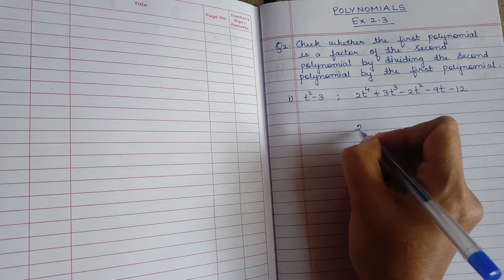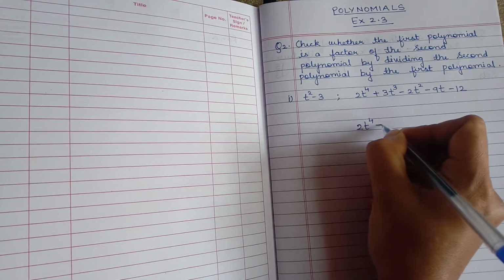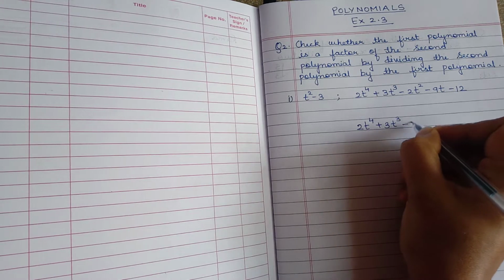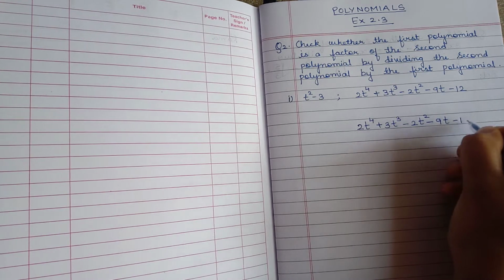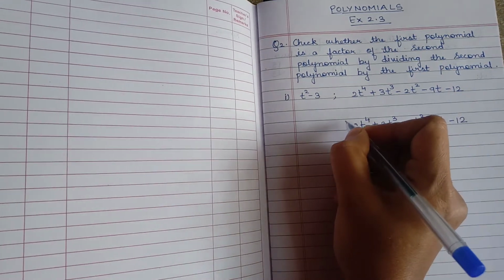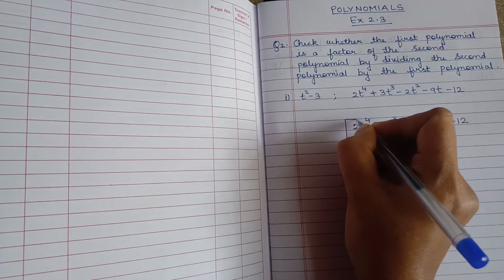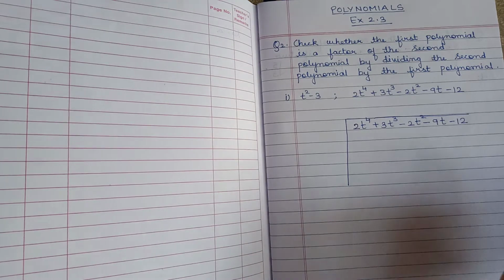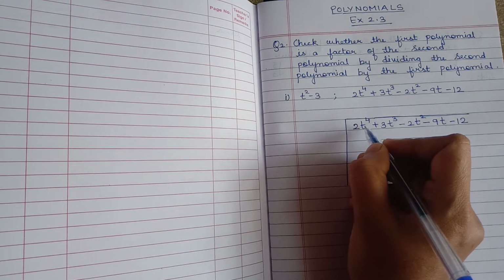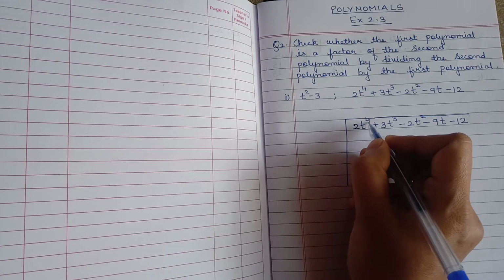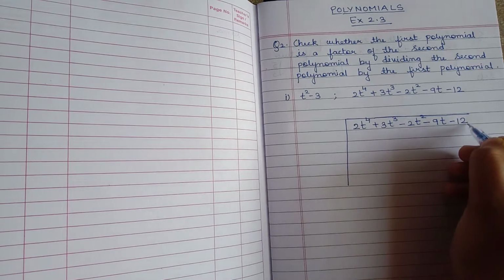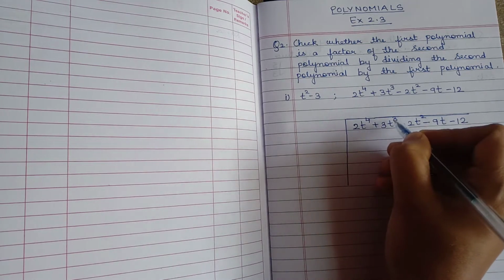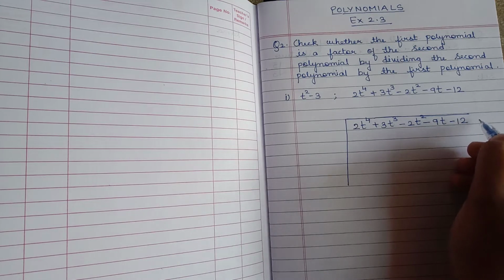To divide, the dividend is 2t^4 plus 3t^3 minus 2t^2 minus 9t minus 12. This is the dividend. Now you can see in the dividend, the powers of the variable are in decreasing order: 2t^4, 3t^3, 2t^2, 9t and 12. So all are in decreasing order of their power: 4, 3, 2, 1, 0. Always the powers of the variable should be in decreasing order.